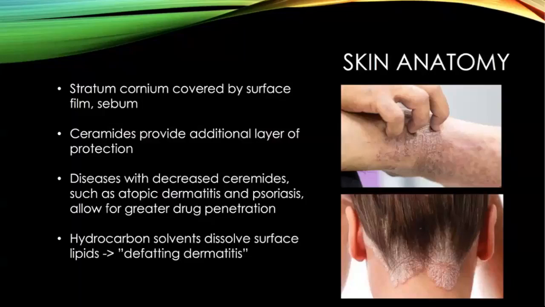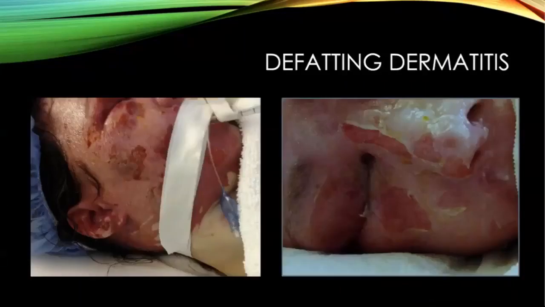An example would be hydrocarbon solvents. These are alcohols, detergents, hydrocarbons, and they can produce something called a defatting dermatitis, and this is from dissolution of these surface lipids. Here's an example of defatting dermatitis.